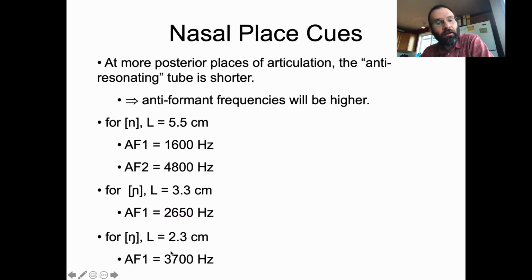So for engma, we have a tube of about an inch long, about 2.3 centimeters, and an anti-formant frequency for that would be 3700 hertz. And if you keep going further back, you wind up at the uvula, or an uvular nasal, and then the length just kind of goes away altogether, right? It's just too short. It doesn't really produce any sort of resonance or anti-resonance.